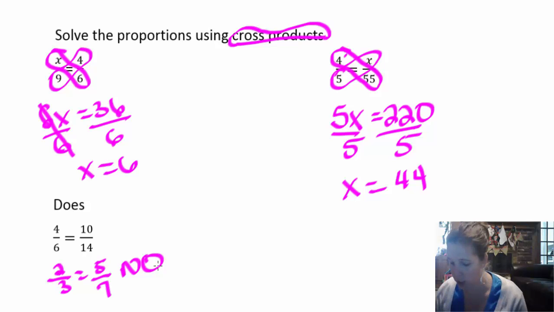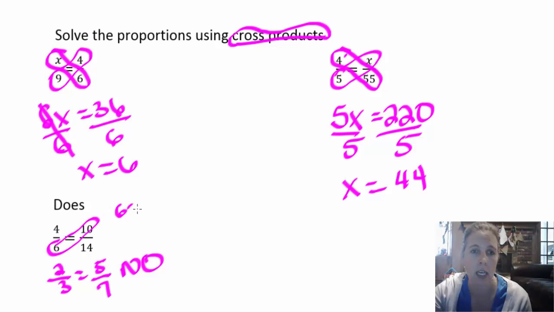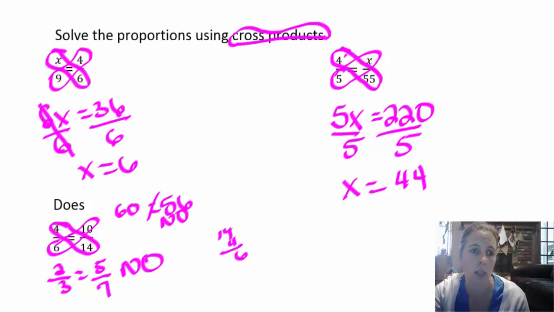You can also do the cross multiplying. Whoops, I lost my pen there. You could also do cross multiplication. So 60, does that equal whatever 14 times 4 is? So 14 times 4 is 56. No, it does not. So either way, if it doesn't tell you which way to use, you can use either way. Okay, last two.